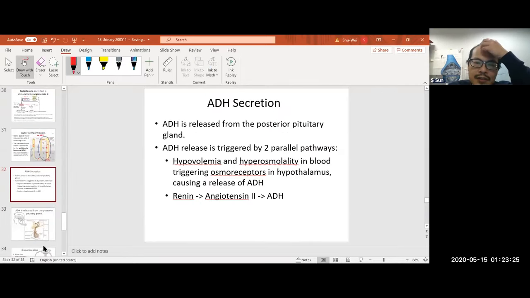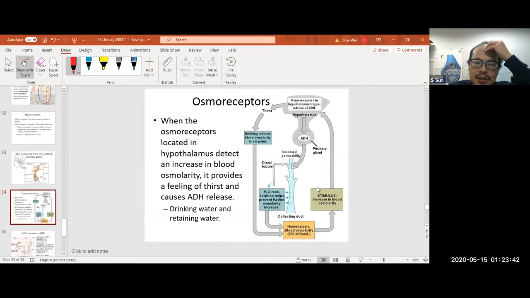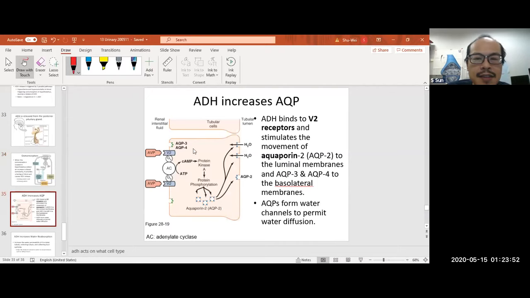ADH is secreted from the posterior pituitary gland. It's also regulated by the renin-angiotensin system. This is the location where ADH is secreted. And the function is to act on the collecting tubule and the collecting ducts to reabsorb water. So this is the collecting tubule, collecting ducts, ADH. ADH is also called AVP. That's the same thing.